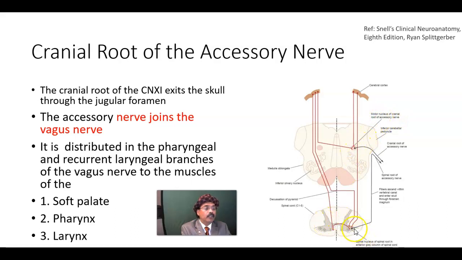We also have another nucleus, that is the spinal nucleus of the spinal root, which is present in the anterior gray column of the spinal cord in the upper cervical region, cervical 1 to cervical 5. That also has bilateral and unilateral connection from the cerebral cortex. Some fibers are crossed, some fibers are uncrossed. So both the cranial root and the spinal root of the accessory nerve are connected to the cerebral cortex unilaterally and bilaterally.